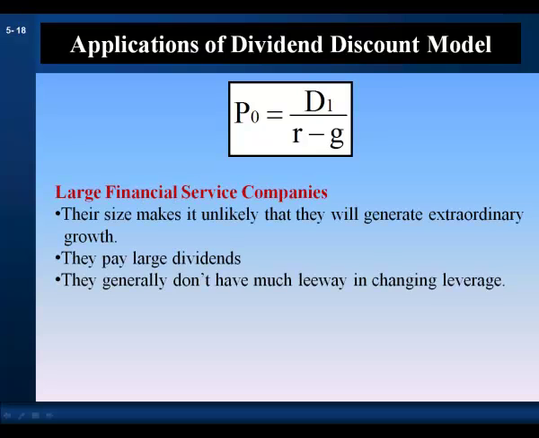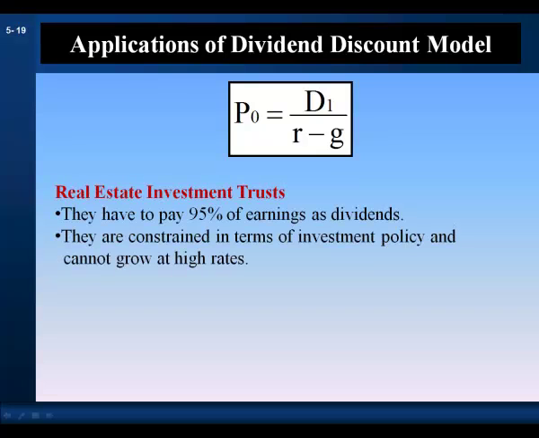Large financial service firms are good candidates because their size makes it unlikely that they will generate extraordinary growth, and they pay large dividends. And they generally don't have much leeway in changing leverage. And real estate investment trusts are good candidates because they have to pay 95% of their earnings as dividends, and as they are constrained in terms of investment policy, they can't grow at high rates.